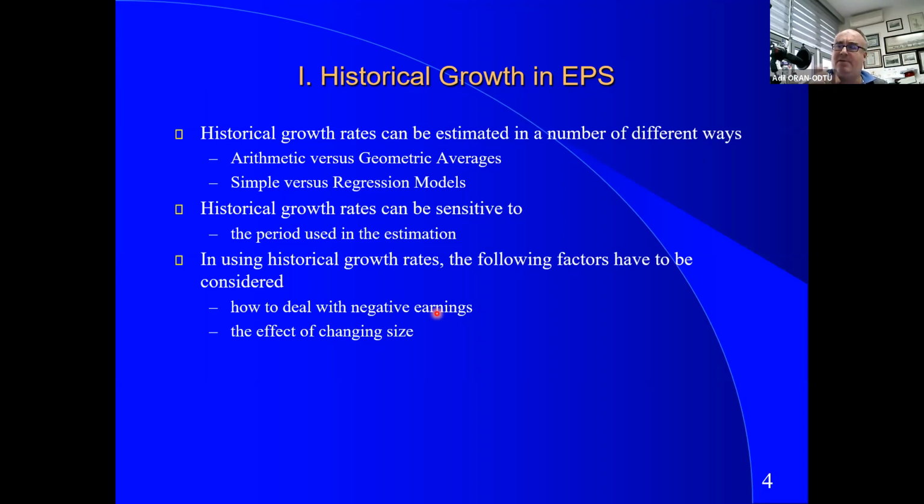So typically when there's a sign change in the numbers that you're trying to calculate the growth rates on, that may be a problem, and we'll look at how to deal with those.